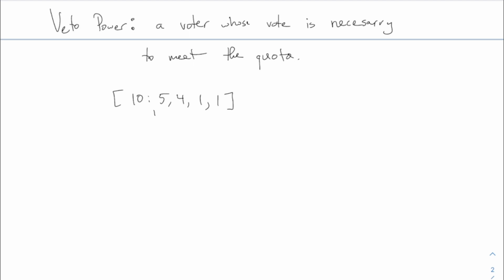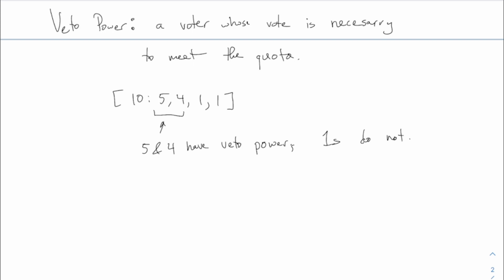So here, the 5 and the 4 have the veto power, because their vote is necessary in order to make it to 10. The 1 does not have veto power. That's because this one by itself is not necessary to make it to 10. You could use the other one. And similarly, the other one is not necessary to make it to 10 because you could use the first one. So 5 and 4, in this example, have veto power, and the 1s do not.